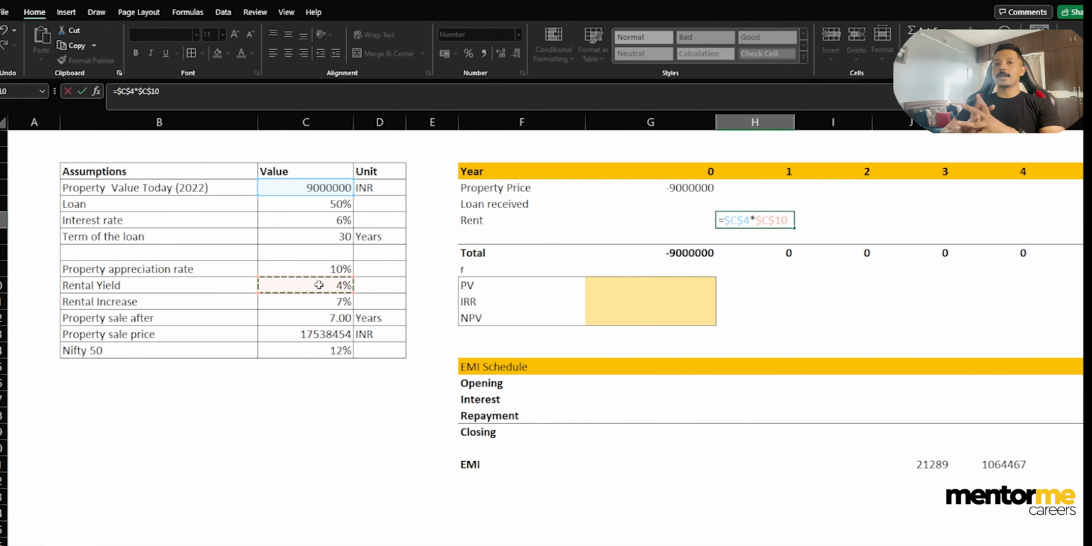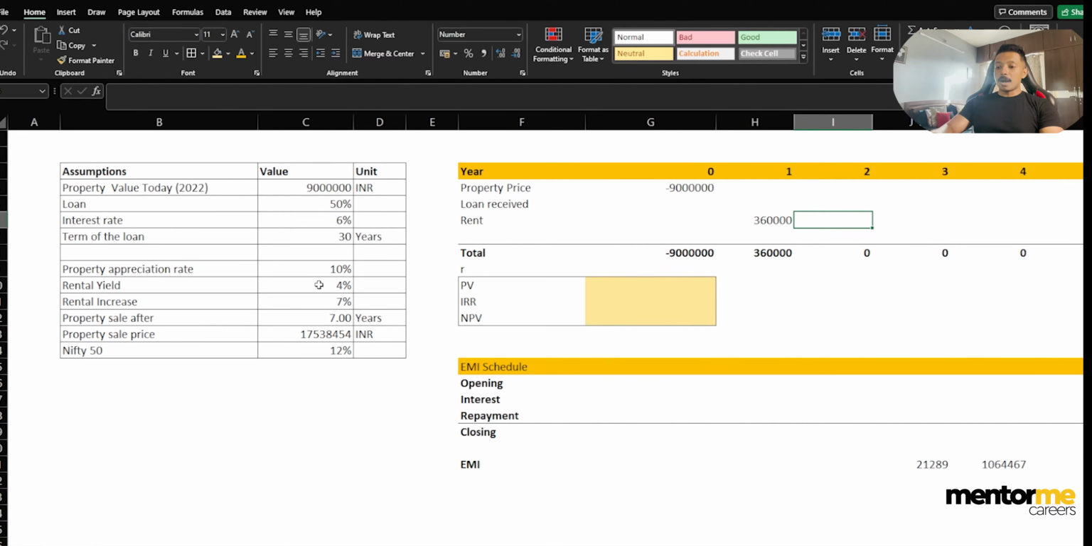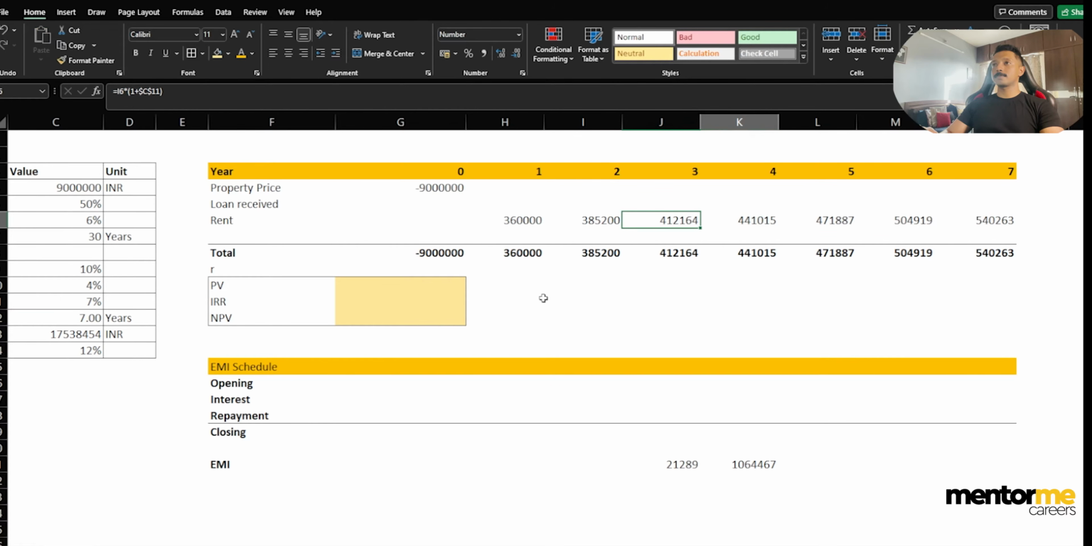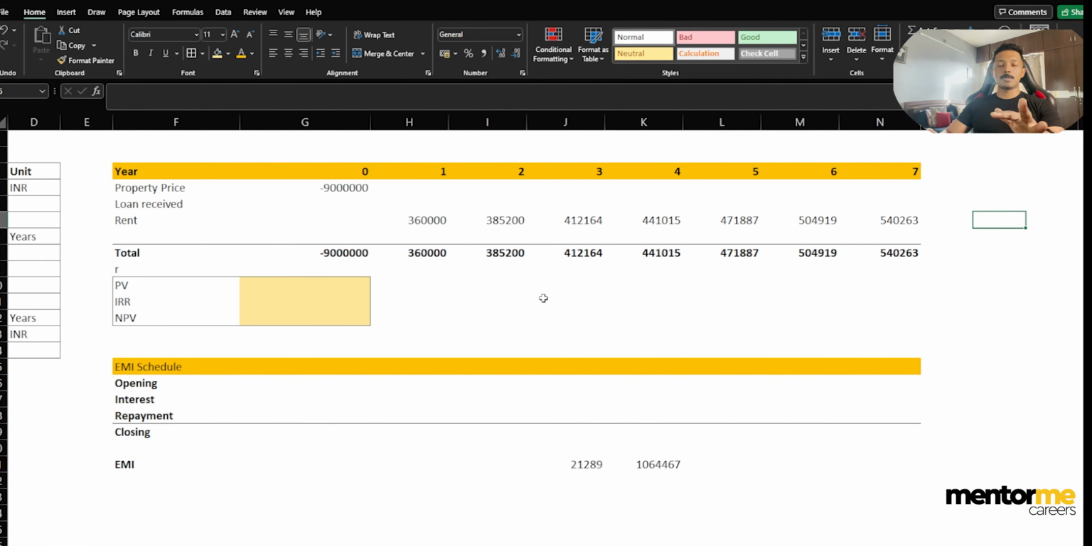I'm putting a dollar sign in both the cases because both the assumptions are fixed. Okay, the property purchase price isn't going to increase, but the rent will definitely increase by 7% every year. There you go. All right, so that's how the rent will look for 7 odd years. The last year value is about 540263.